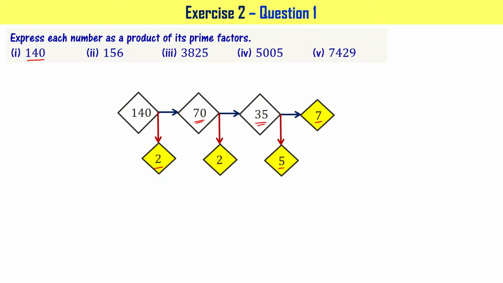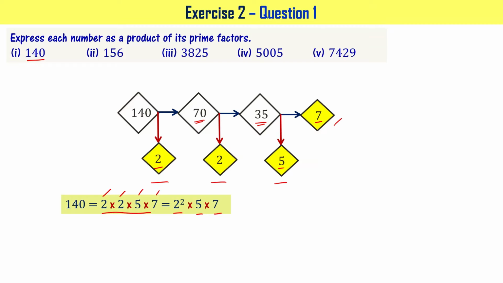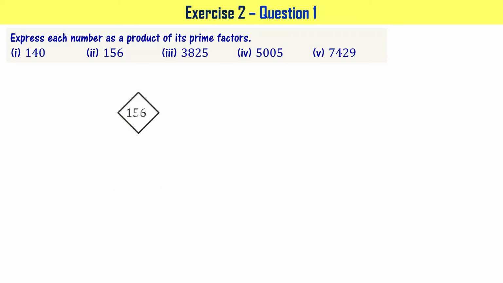We stop here and write 140 as 2 times 2 times 5 times 7, right? So I can write that as 2 square times 5 times 7, right? What are the prime factors of 140? 2, 2, 5 and 7. Got it? Now let's look at the second part of the problem, that is 156.